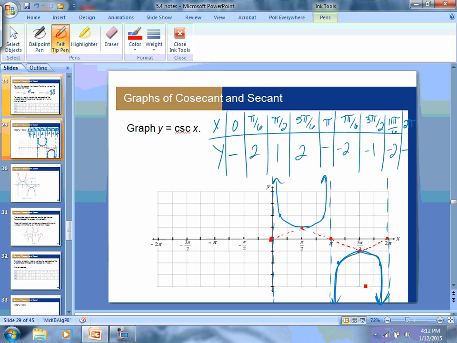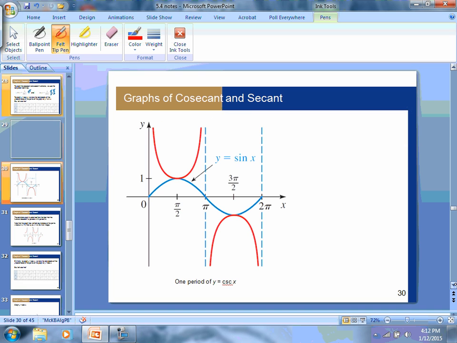So it kind of makes sense, and I think the book does a much better job of putting that picture together for you right here. Okay? So the red here in this picture is the cosecant graph, and the blue is the sine curve. So you can see how the inverse of this curve would be this parabola shape. And the inverse of this blue curve would be that red parabola shape there. So it kind of makes sense. Okay?